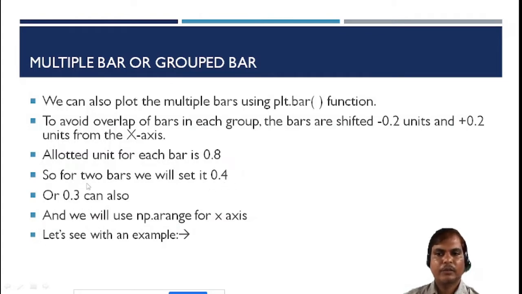We can set it 0.3 also. And the same time for x-axis, because you saw in the last example x data and y data, but here we will give the x-axis as the np.arange function to generate the x-axis. So let's see, without wasting the time, we'll jump to the Jupyter notebook.